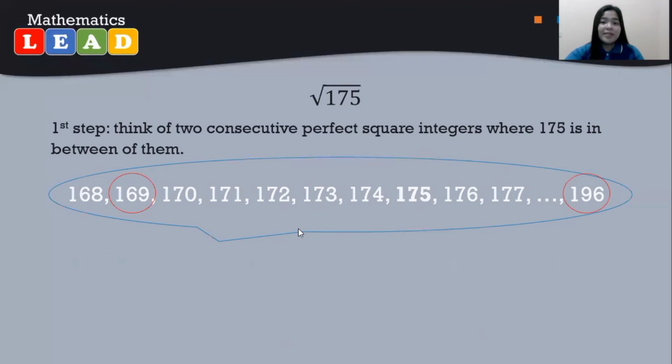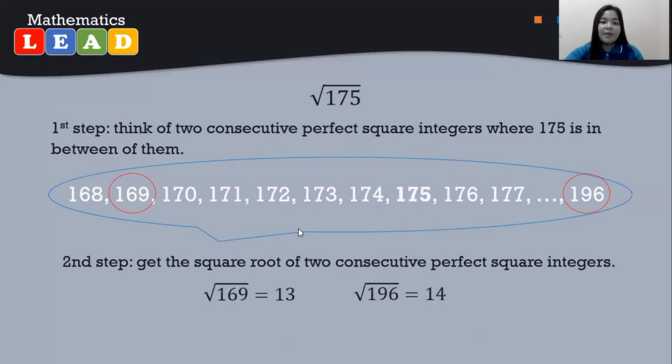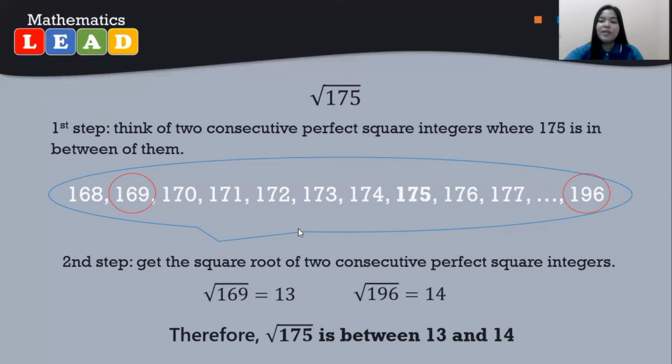The square root of 175. Do the first step, and the two consecutive perfect square integers where 175 is in between them are 169 and 196. And for the second step, just take the square root of these two. The square root of 169 is 13, and the square root of 196 is 14. Therefore, the square root of 175 is between 13 and 14. Since you know how to get and determine between what two integers the square root of a number lies, let's test if you can do it on your own.